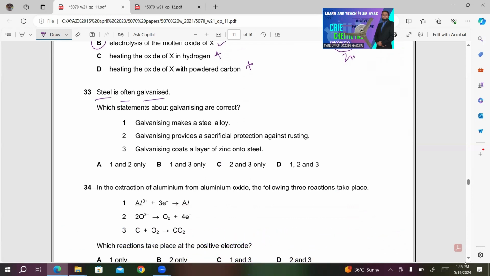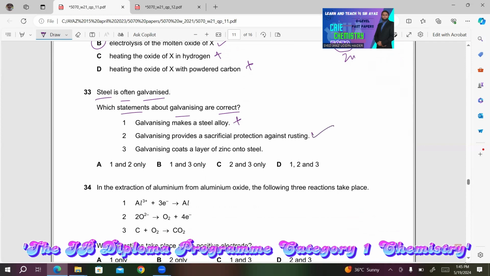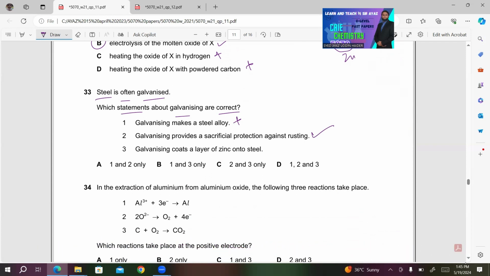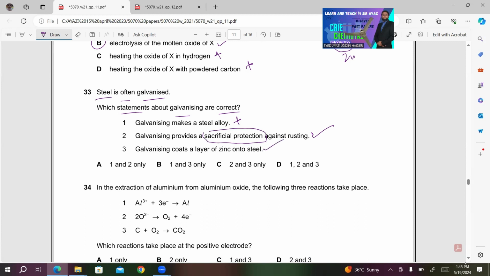33, steel is often galvanized. Which statements about galvanizing are correct? 1, galvanizing makes steel alloy. This is incorrect. Galvanizing does not make steel alloy. 2, galvanizing provides a sacrificial protection against rusting. Yes, this is correct because galvanizing involves coating with zinc, which reacts and protects the iron from rusting. So it does offer the sacrificial protection. 3, galvanizing coats a layer of zinc onto steel. This is also correct. 2 and 3. So C must be the right answer in this case.